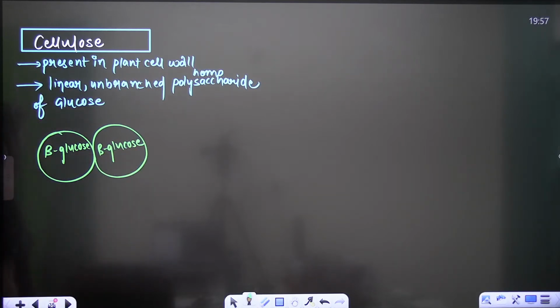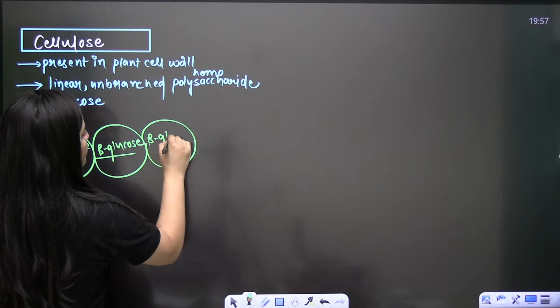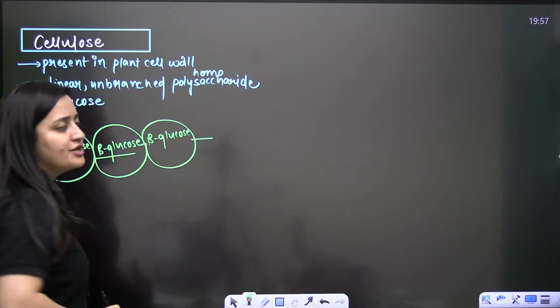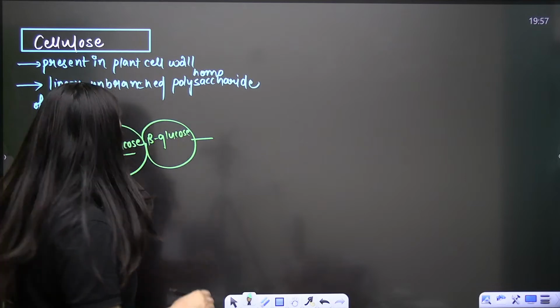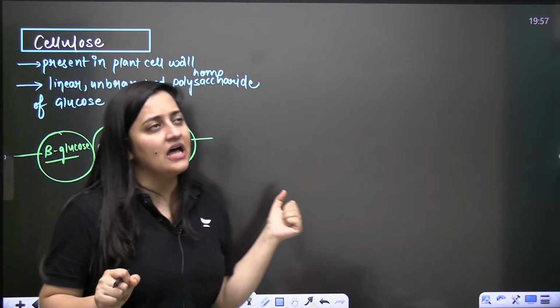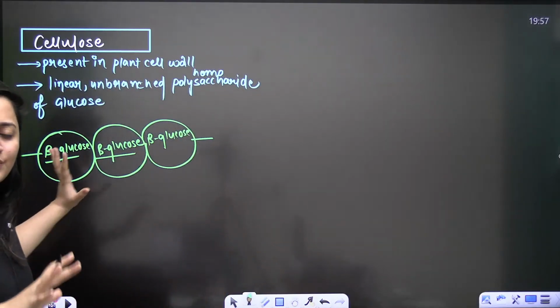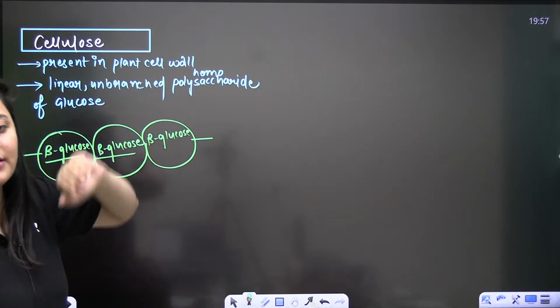So no doubt, so many glucose units will join together and form the cellulose, right? But it's a linear polymer of beta glucose. And you know it very well, the left end is going to be non-reducing, the right end is going to be reducing. So you can expect here the glucose number is near about 6,000 to 11,000. In between 6,000 to 11,000 glucose will join together and form the cellulose.